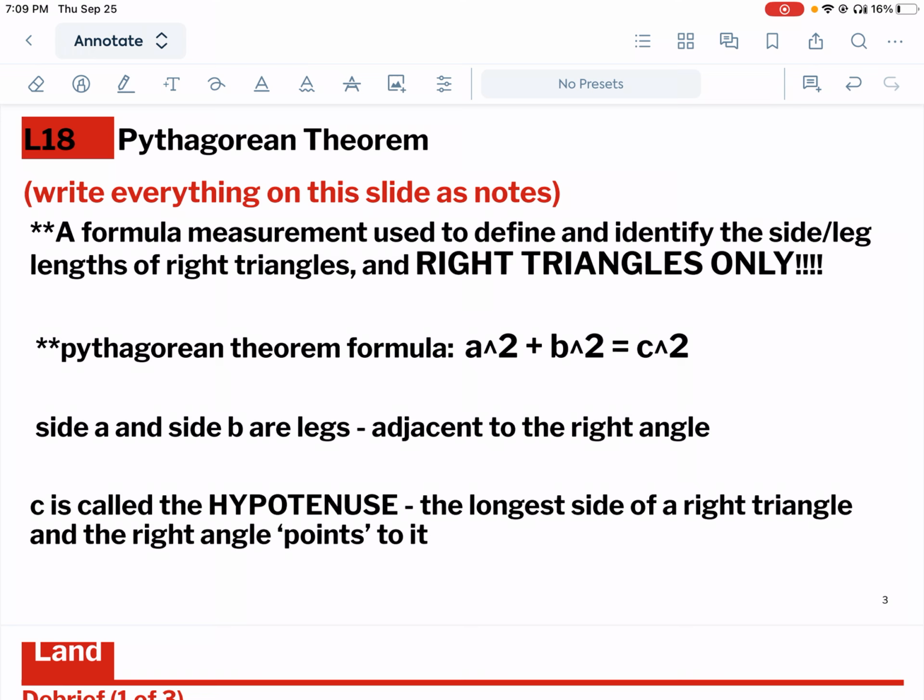The legs will always be adjacent to the right angle. The hypotenuse is always the longest side of any right triangle, and it always is right across from the right angle. The box of the right angle actually kind of points to it. Pause in this moment so that you can write everything here if need be. When you're done, come right back.